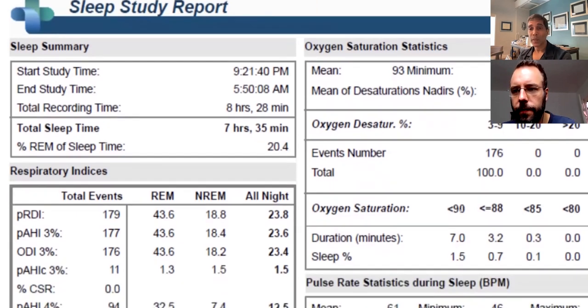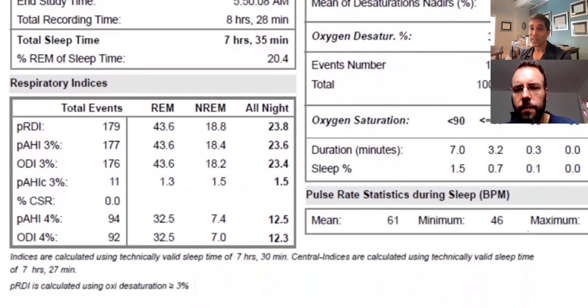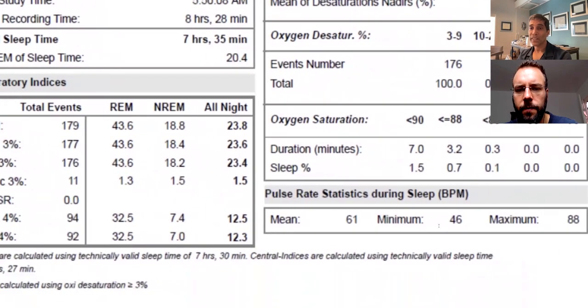And the time they spent below 90% is 7 minutes. 88% is 3.2 minutes. 85% is 0.3 minutes. That fits. It gets less and less and less, right? Mean pulse is 61. Range is 40 to 90. For whatever reason, their heart rate did not vary.